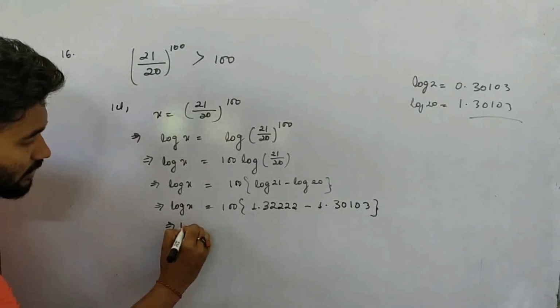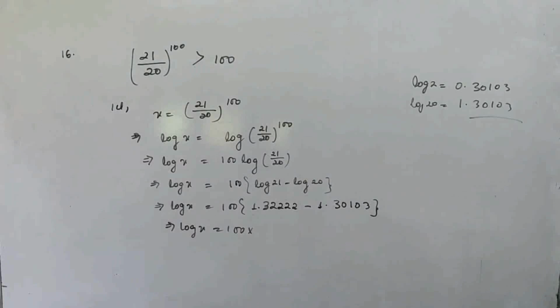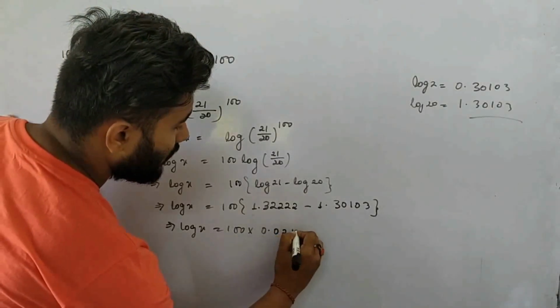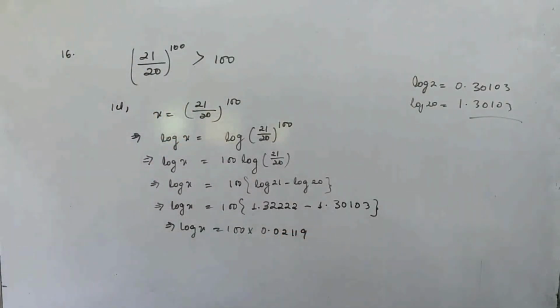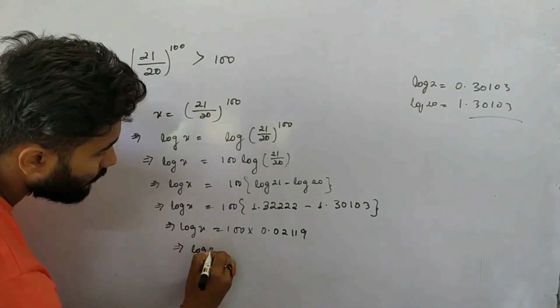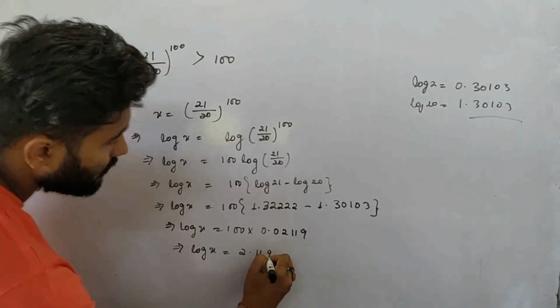So now subtract. Log of x will be equal to 100 times, if I subtract this, 1.3222 minus 1.30103, which is 0.02119. Now multiply this by 100, which implies log of x will be equal to 2.119.